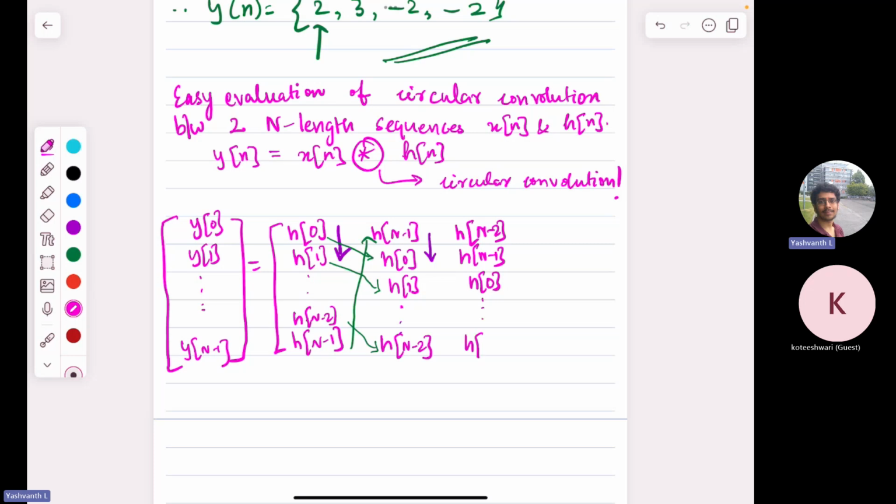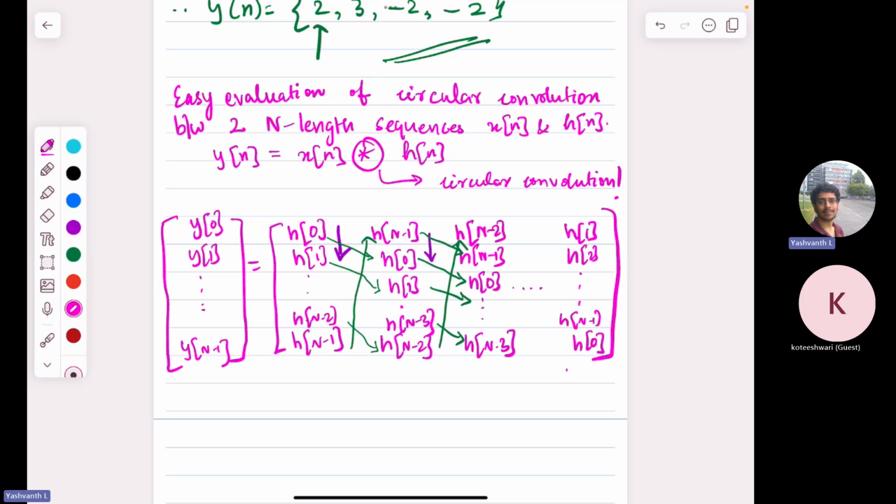What do you get? You get h of n minus 2, h of n minus 1, h of 0, and so on till h of n minus 3. That is, here n minus 3 would have been there. So what actually happened is this has gone here, this has gone here, this has gone here, this has gone here, and this has gone up. Similarly, fill all the columns until you get h of 1, h of 2, until h of n minus 1, and h of 0.